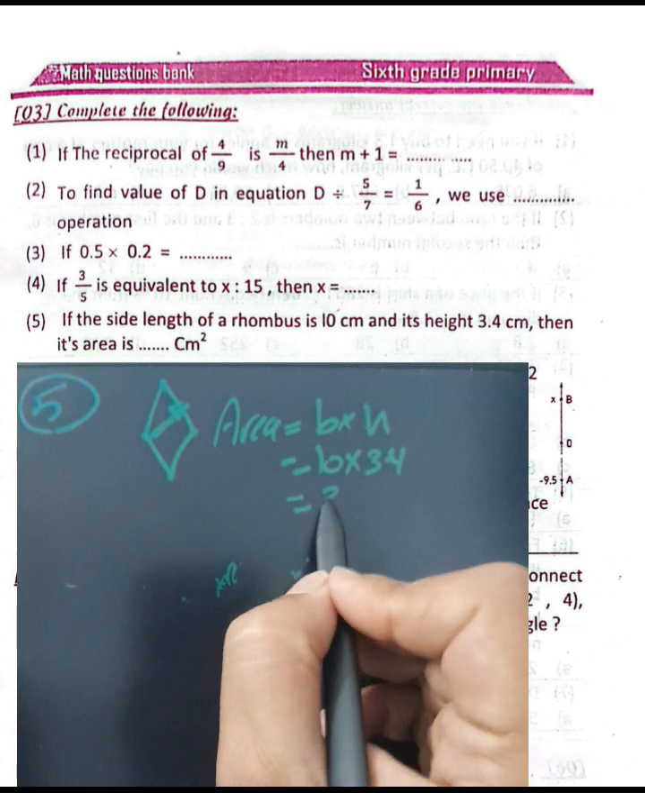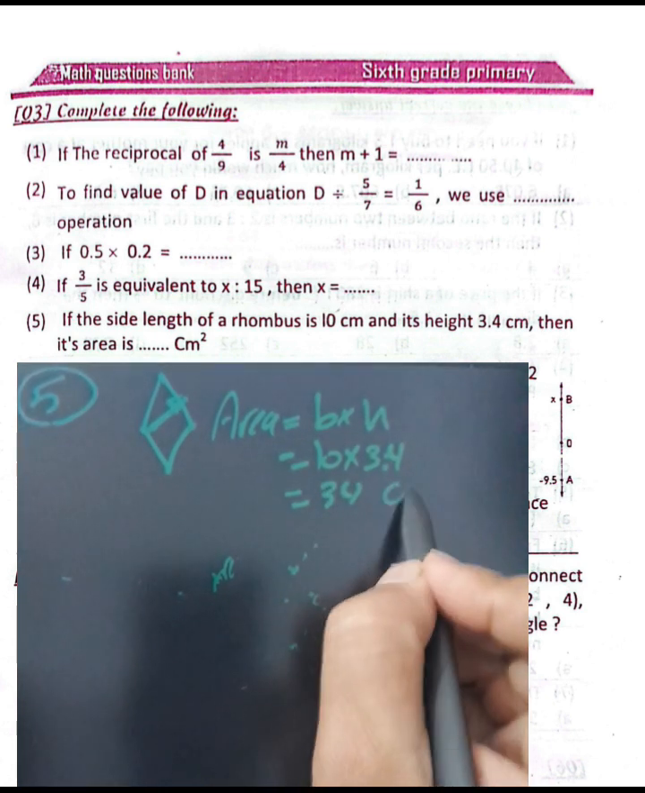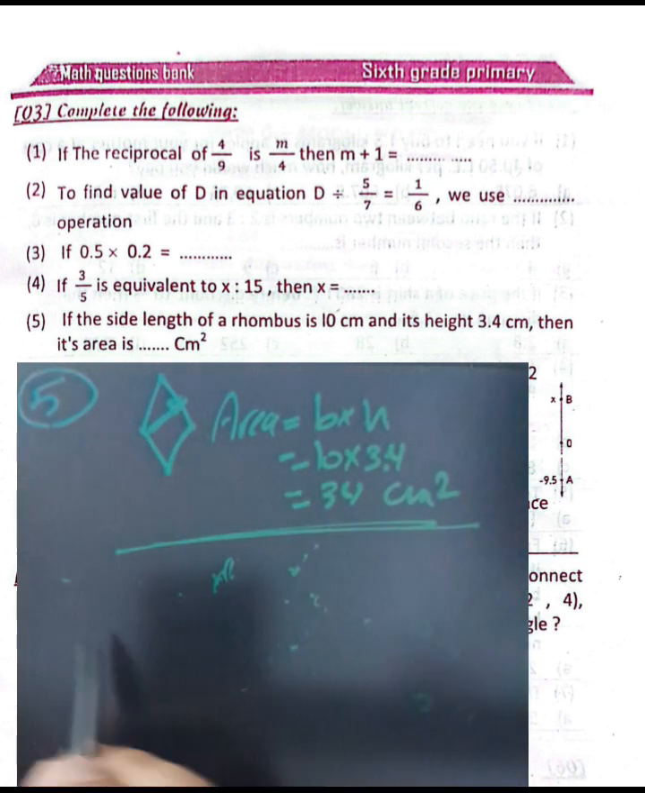The base here is 10 cm and the corresponding height is 3.4 cm. Then the result will be 34. Move the point one place to the right, then the result will be 34 square centimeters. It's the area of the rhombus. Next question, number 6.